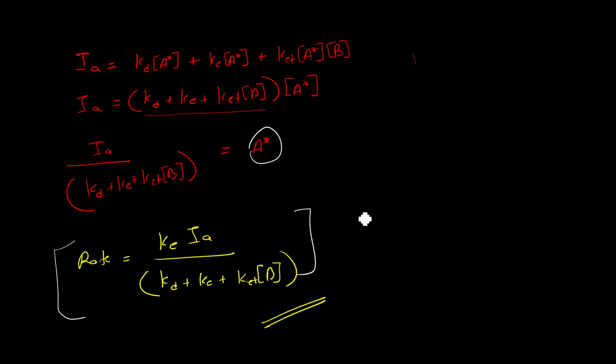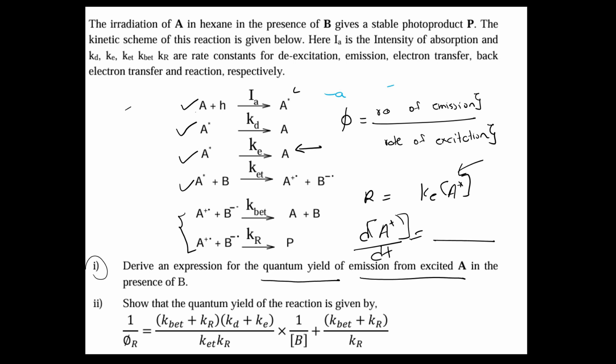And if the question asks for the quantum yield for the emission of A, here you have the rate expression for the emission of A, right? So here we have the rate, this one here, over the rate of excitation, which is Ia. So Ia is going to be cancelled out. So here you have the expression. So now our first part is okay.